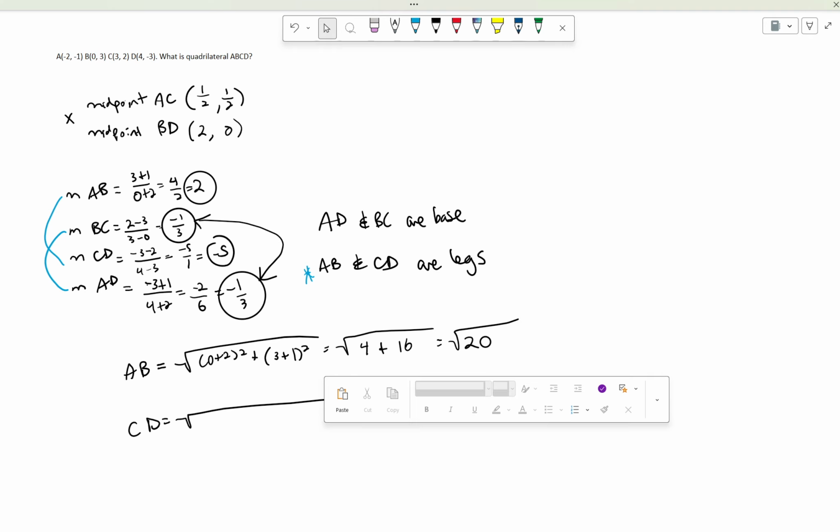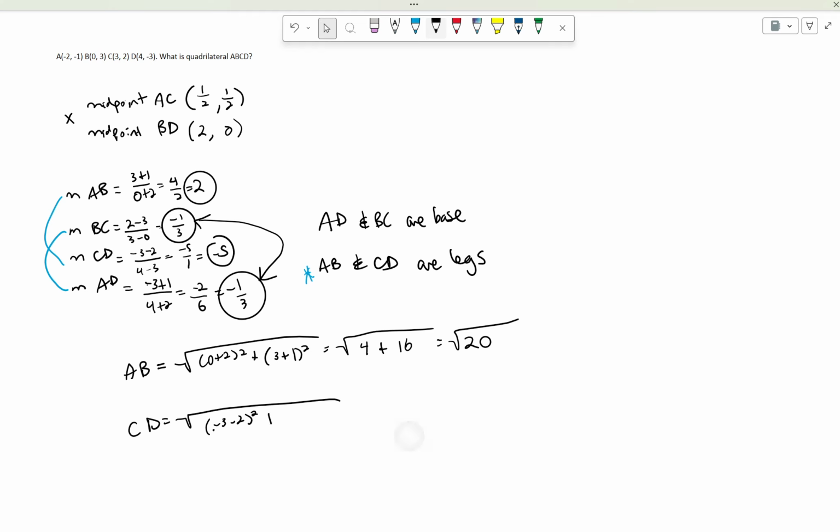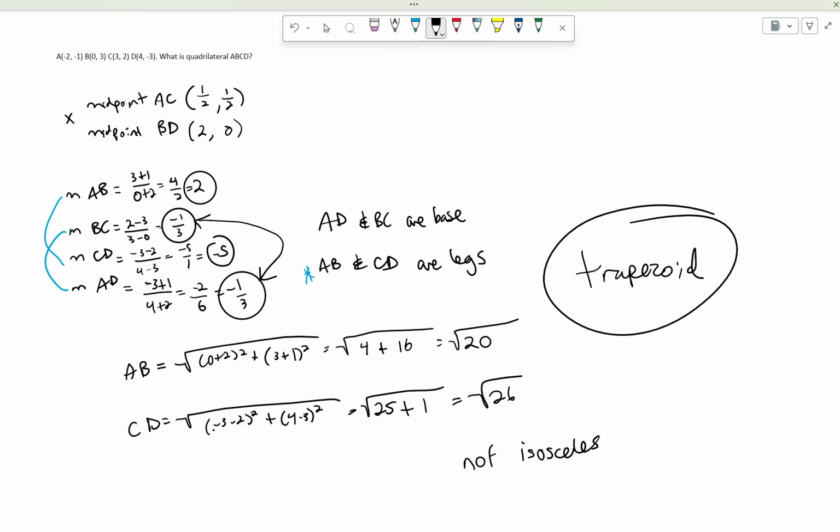For CD, okay, I'm going to have negative 3 minus 2 squared plus 4 minus 3 squared, just recycling this work. Negative 3 minus 2 is negative 5 squared is 25, and we already see where this is going, right? This isn't going to work. 4 minus 3 is 1, squared is 1, so rad 26. So we know this is not isosceles. This is just a regular trapezoid.